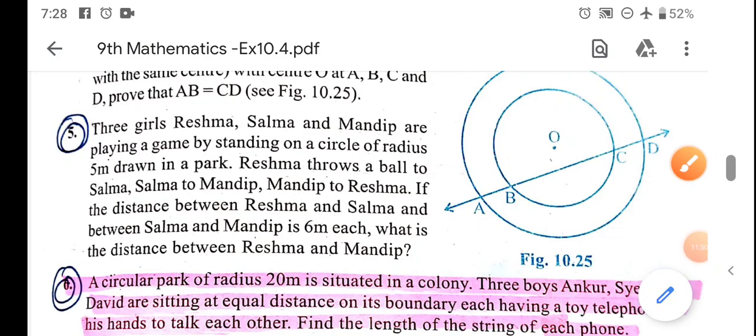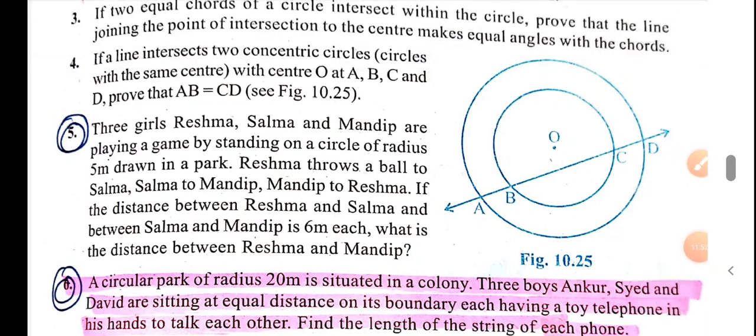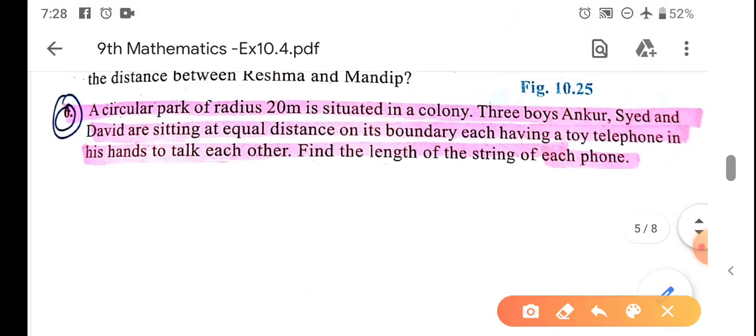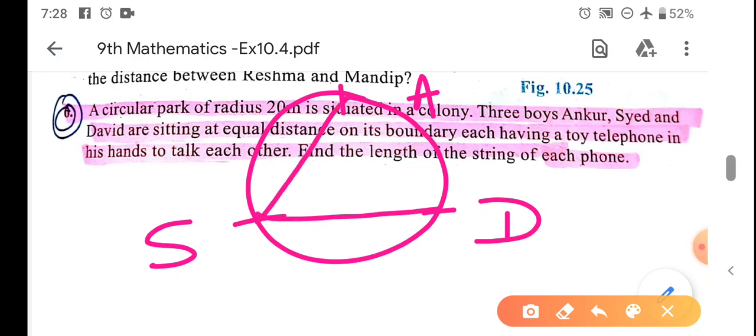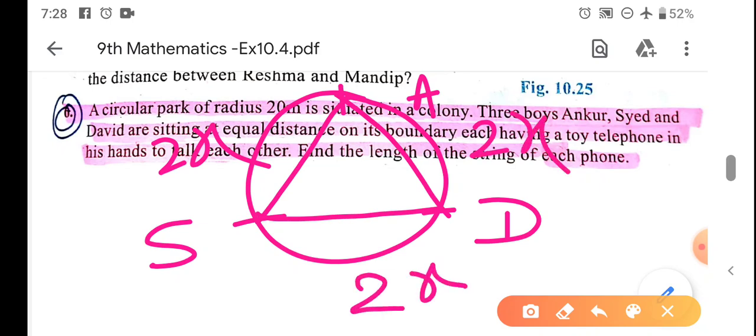Then question number 6. What you have to do in question number 6, understand. A circular park of radius 20 meter is situated in a colony. There are 3 friends, Ankur, Syed and David, at equal distance. Let the distance be 2x, so that when we halve it, it will be x. Find the length of the string, meaning you have to find 2x, and the circle radius is 20.